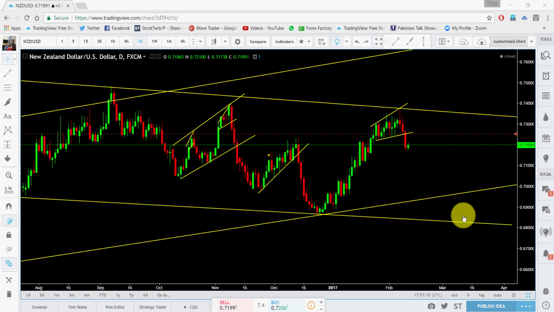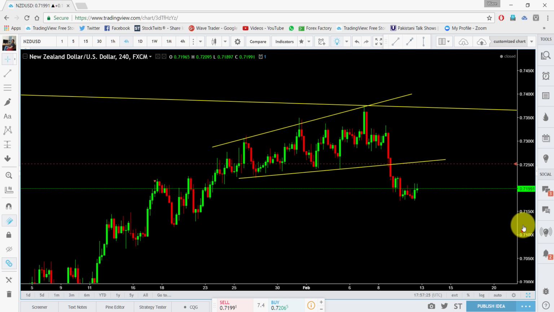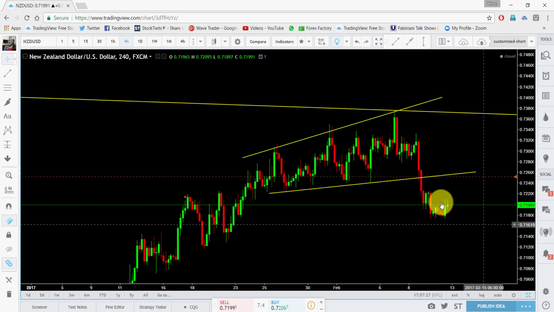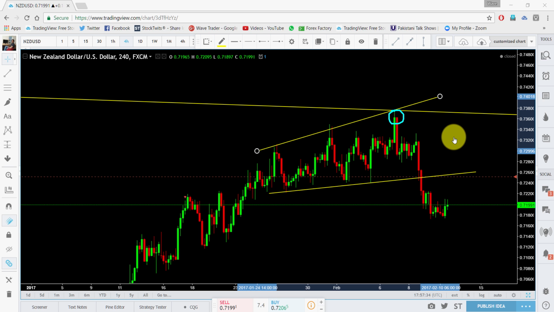Okay, so we can see the entry based on indication has gone. Entry based on indication was this place. So some of you guys took this trade on lower time frame, and the next entry was here, this continuation pattern.